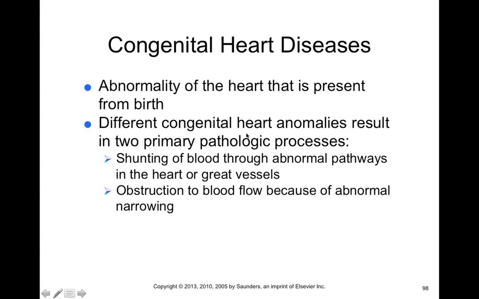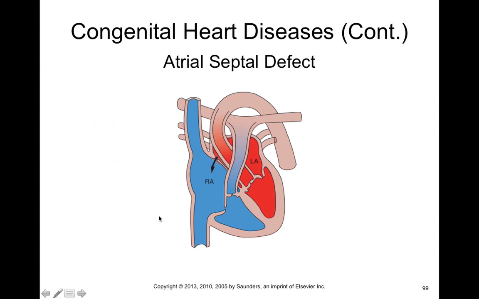Now, different congenital heart anomalies can result in different pathological processes like shunting of blood through abnormal pathways or obstruction of blood flow through narrowing of certain passageways. So the first type of congenital heart disease we'll talk about is atrial septal defect.